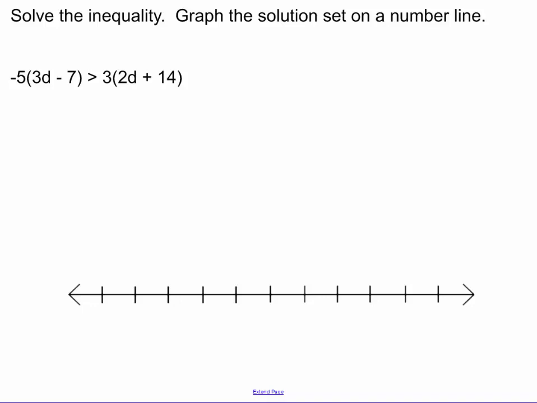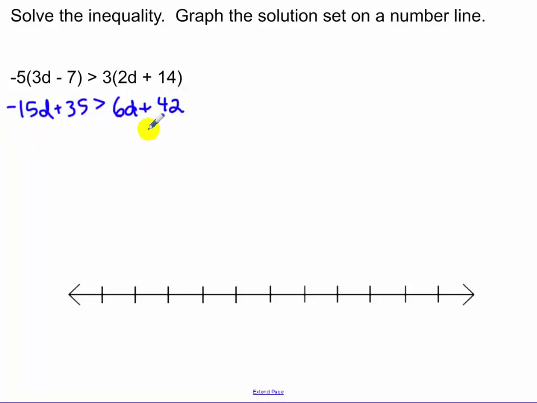okay, our next example. Let's distribute the negative through, so we have a negative 15d plus 35 greater than 6d plus 42.